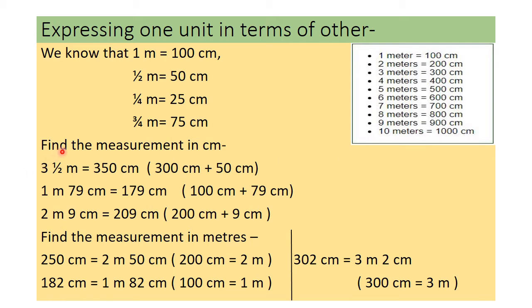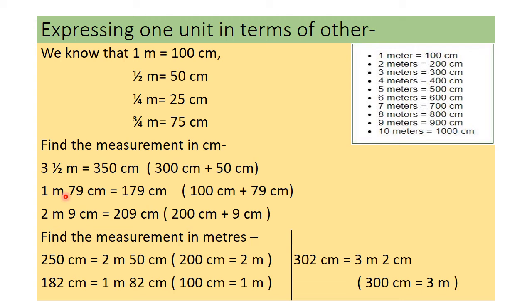Now we will see how we can find the measurement in centimeters. Here I have taken a few examples for you. So quickly see the examples. Now we have to convert 3 meter and a half meter, that means 3.5 meters into centimeters. So how can we convert this into centimeters? We already know that 3 meters is equal to 300 centimeters, and then half meter is equal to 50 centimeters. So 300 centimeters plus 50 centimeters is equal to 350 centimeters.